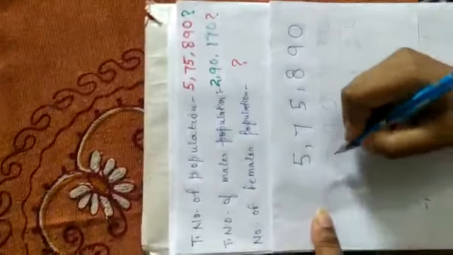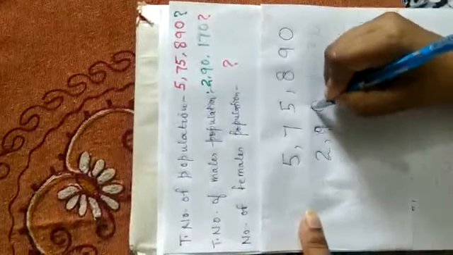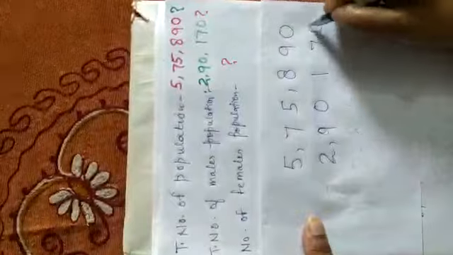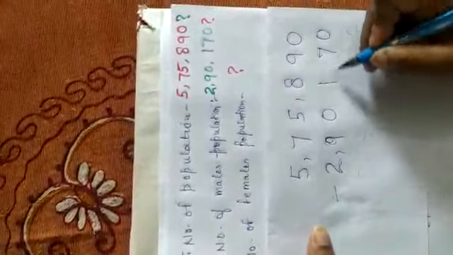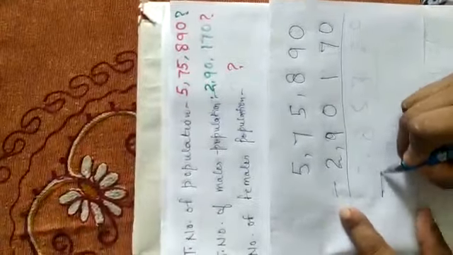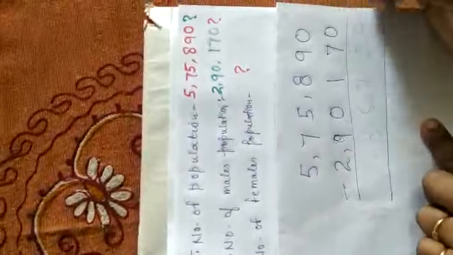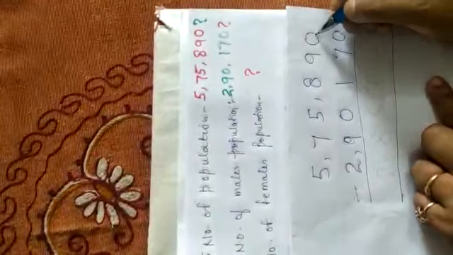5,75,890 will be subtracted with 2,90,170. So this 2,90,170 is the number of the male. In order to find out the number of female, we have to subtract the male population from the total population. So let's start from the extreme one side.